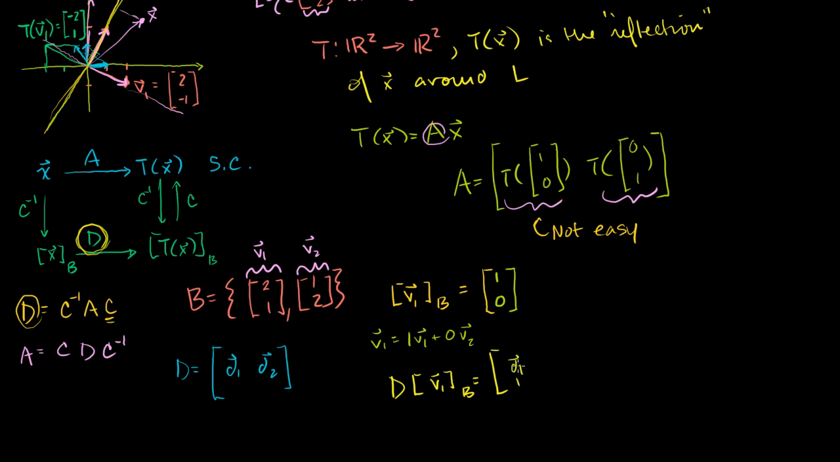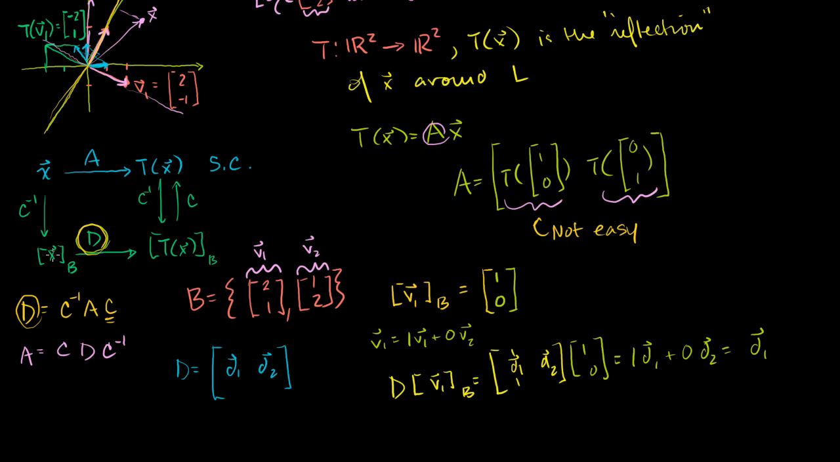D1, D2, the two columns of D, times v1 in B coordinates, right? So it's times 1, 0. Now, what is this going to be equal to? Well, this is just a linear combination of these columns. So it's going to be 1 times D1 plus 0 times D2, which is just D1. So it's the first column of this. But what is that also going to equal?